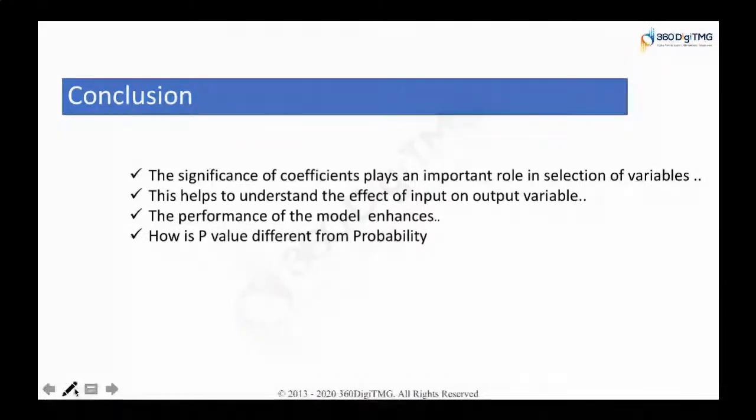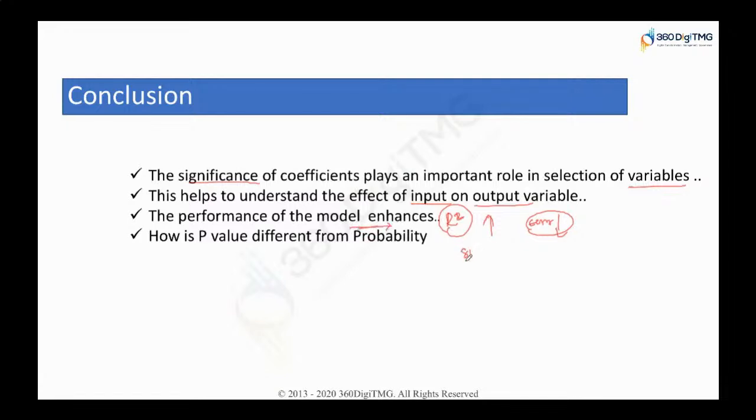So finally, what all things have we learned here? How the significance of coefficients plays an important role in the selection of variables. How the effect of inputs is there on the output variables. By decreasing the errors, you are increasing your R square. That way your model will improve.